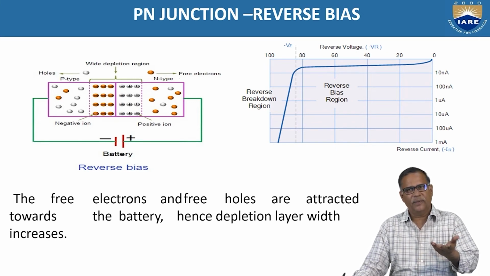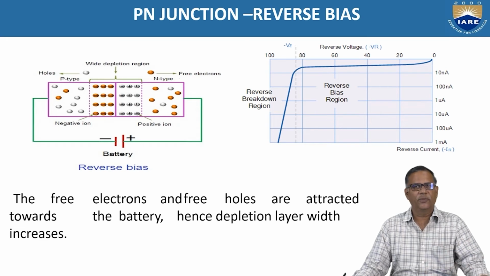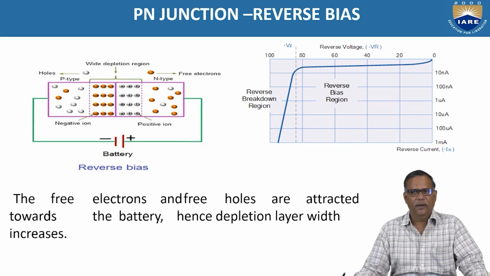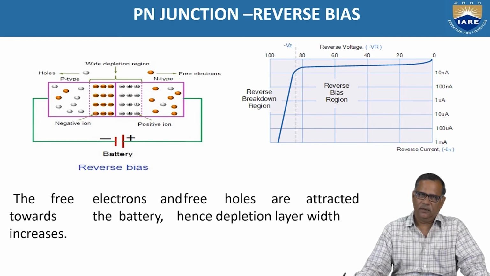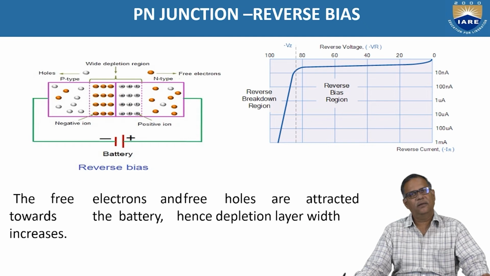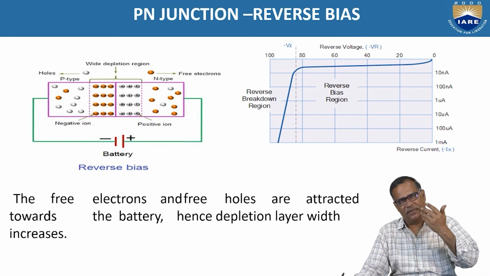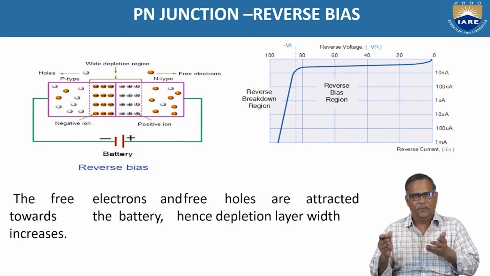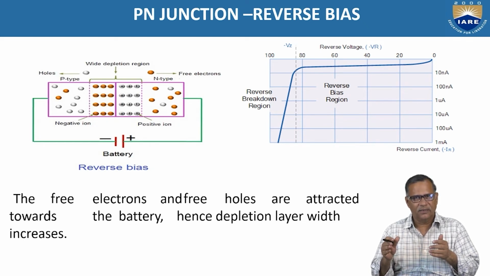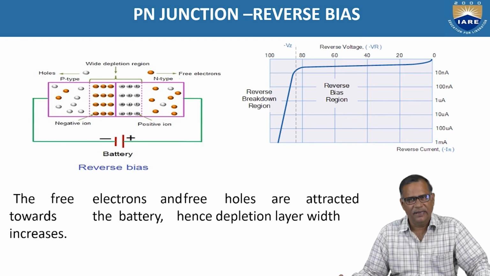If at all there is going to be any current, the current is going to be due to the minority charge carriers. What are the minority charge carriers? In P side, the majority charge carriers are holes and the minority charge carriers are electrons. Similarly, on N side, the majority charge carriers are electrons and minority charge carriers are holes. So in reverse bias, the current is going to be primarily due to the flow of minority charge carriers, which is going to be very, very less.